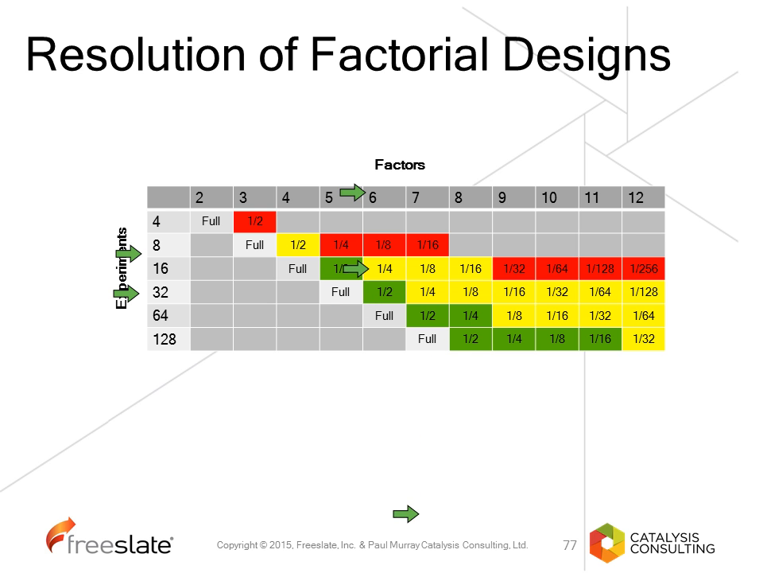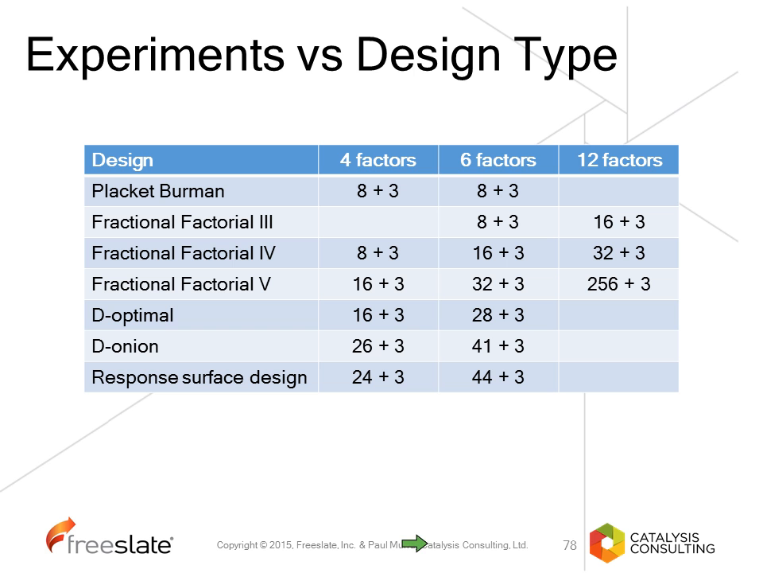So if we just look at some design types, a Plackett-Burman is a screening design or a resolution 3 design. 4 factors would require 8 experiments. 6 factors would also require 8 experiments. For a fractional factorial design, 6 factors would also be 8 experiments, but 12 factors would be 16. So a resolution 3 design needs many fewer experiments, but you lose a lot of information.